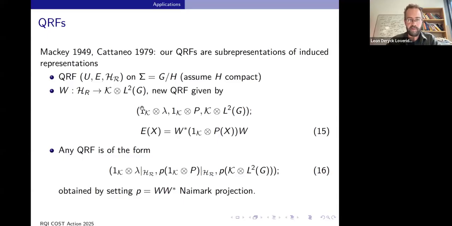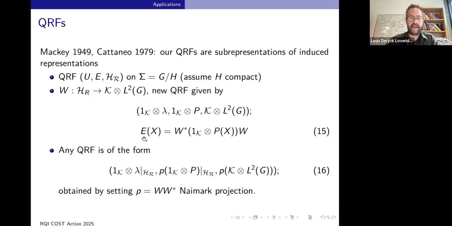So what we're trying to do here is say, take a quantum reference frame, relate it to a standard quantum reference frame via what we call a covariant Naimark dilation. So that's always possible. It goes back to Mackie, very old, and Cataneo, less old. So we take our quantum reference frame and we just embed it in some bigger Hilbert space where we have the left regular representation of our group, lambda acting in L2 of G.